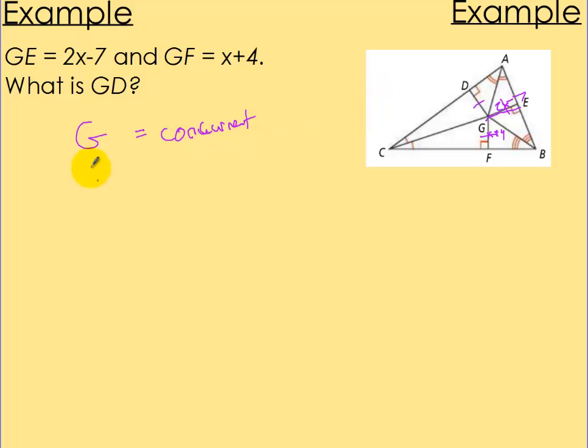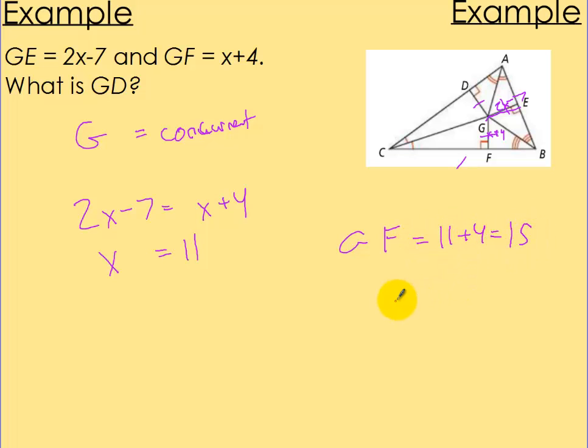So I can create an equation, 2x minus 7 has to equal x plus 4, and solve for x. I'm going to subtract x on both sides, and I'm going to add 7, and I get x equals 11. So if x equals 11, what's GD going to be? It's going to be the length of any one of these other ones. So I'll just plug in 11 and find out. Since GF is going to equal 11 plus 4, which is 15, then GD also has to equal 15.